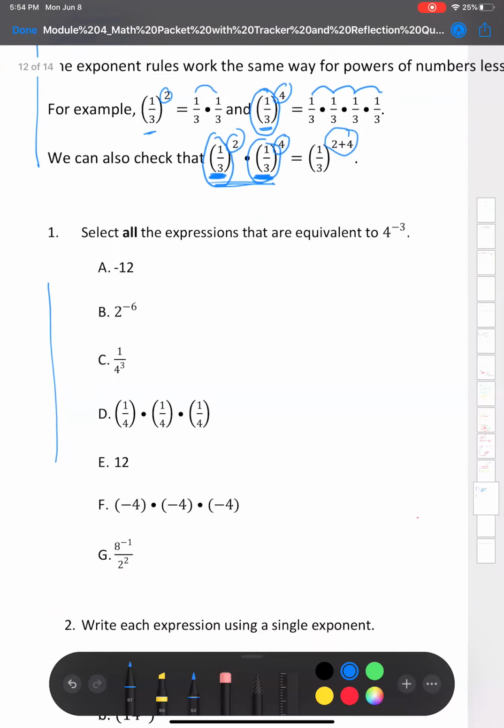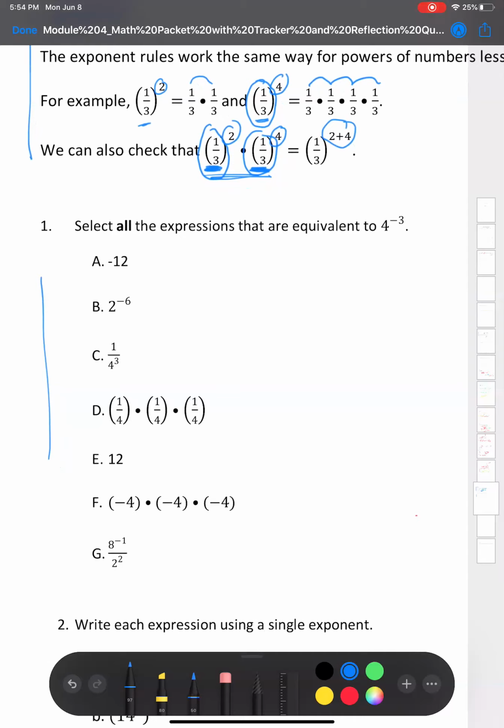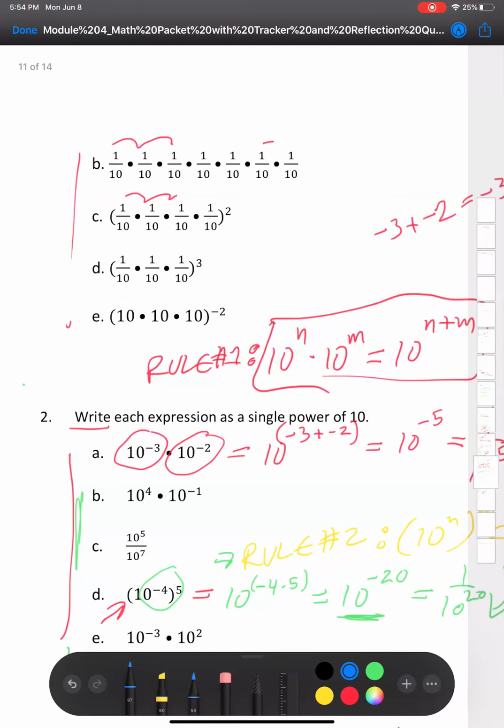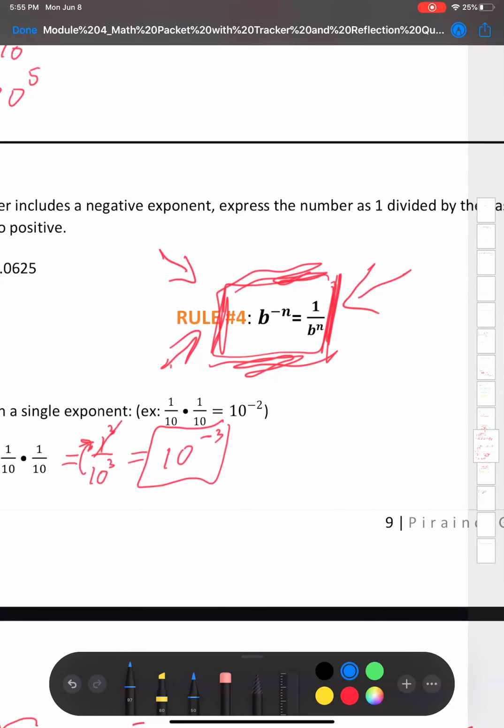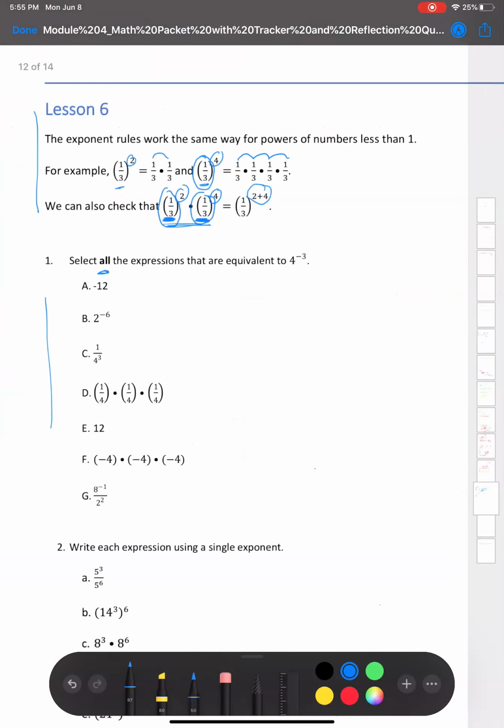Okay, now this first problem right here says select all expressions that are equivalent to 4 to the negative 3rd power. So here I am not going to solve this for you because it's way too easy, but I'm going to give you a hint to one of the properties that is being used in this problem. That would be, I believe, rule number 4, and that's right here on page 9. Okay, this one right here, you guys.